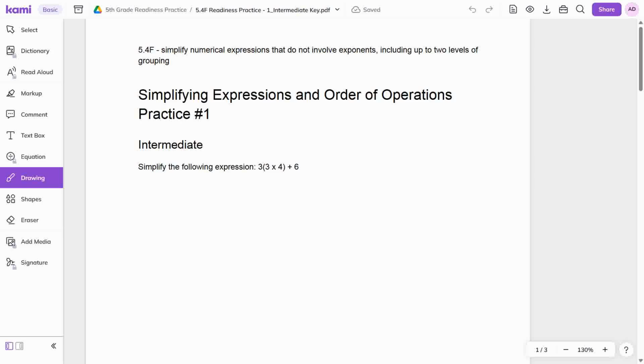Today we are looking at the fifth grade concept of simplifying expressions and order of operations. This is 5.4F, Readiness Practice, the intermediate version.